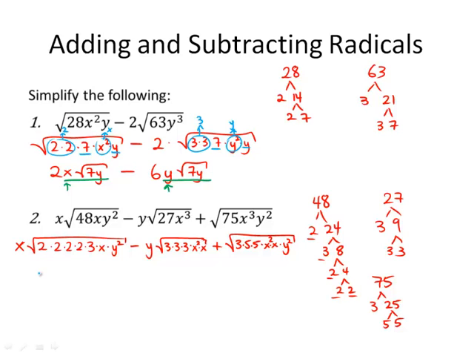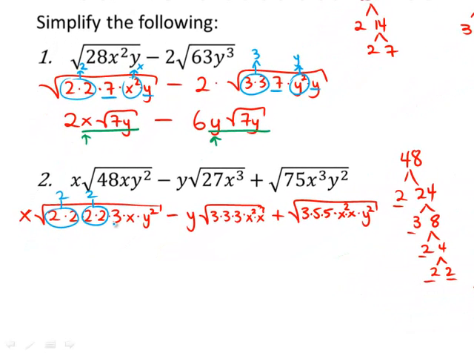Let's pull out the perfect squares. We've got a 2, a 2. Remember, there's a square root, so we're looking for pairs. 3 is left alone, x is left alone, and y comes out.